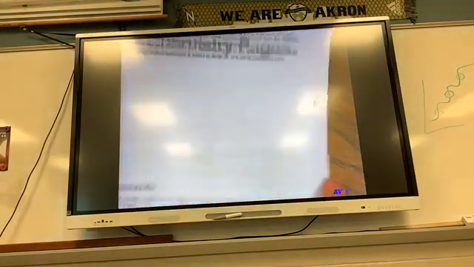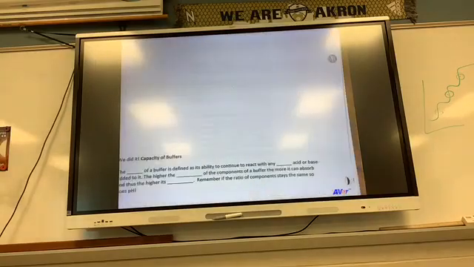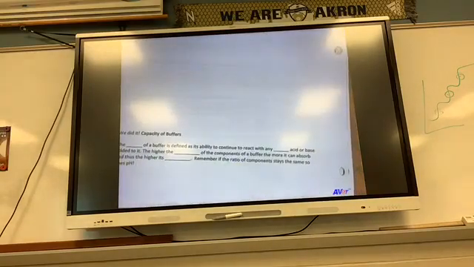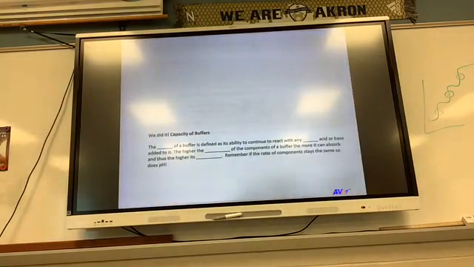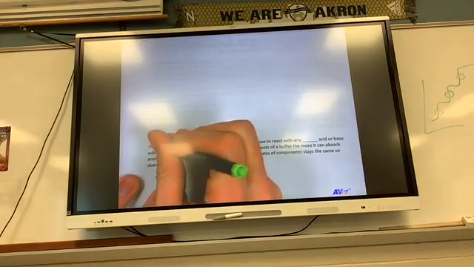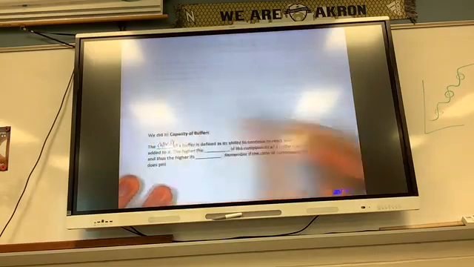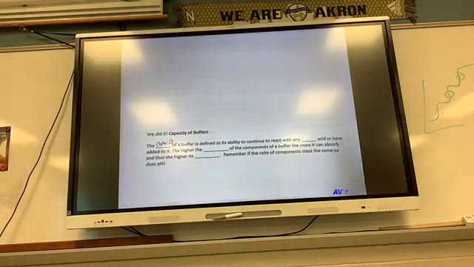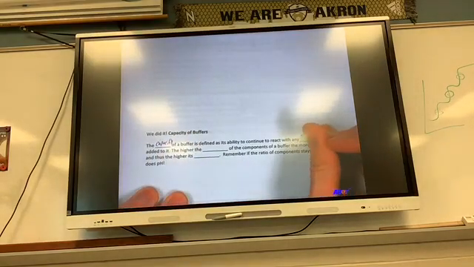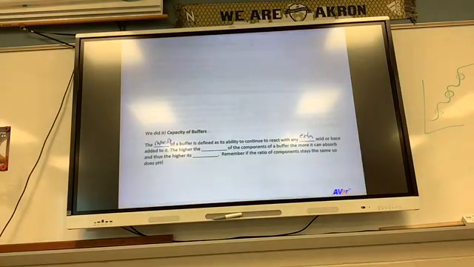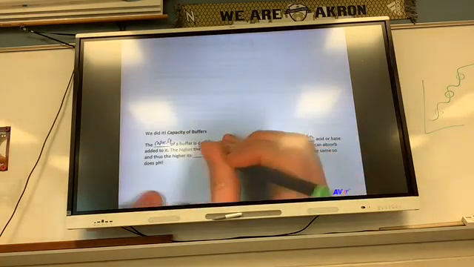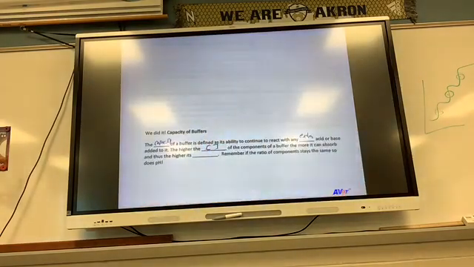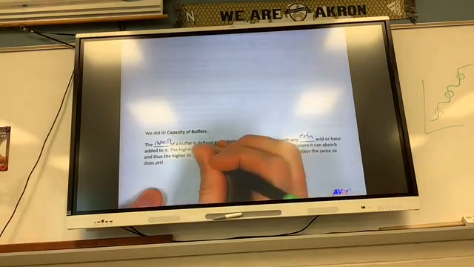So, here is where we left off yesterday. First, let's just do this little paragraph down here so we have this done. We did it: capacity of buffers. The capacity of a buffer is defined as its ability to continue to react with any extra acid or base added to it. The higher the concentration of the components of a buffer, the more it can absorb. Thus, the higher its capacity.